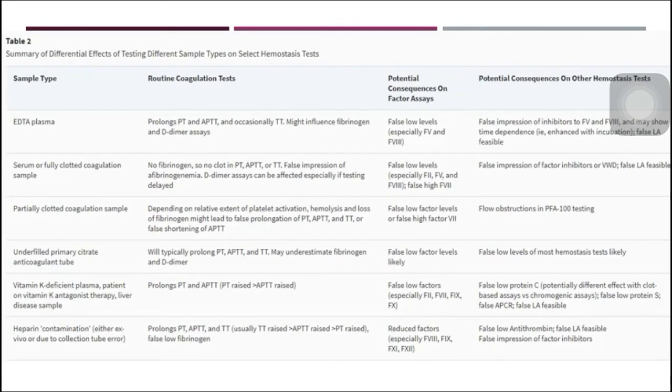Another thing, for heparin contamination, it is either ex vivo or due to collection tube error. So remember, heparin contamination prolongs the PT, APTT, and thrombin time. Usually in here, thrombin time is raised. Thrombin time is greater than the APTT. Also, APTT is greater than the prothrombin time. So remember, heparin contamination falsely lowers fibrinogen.